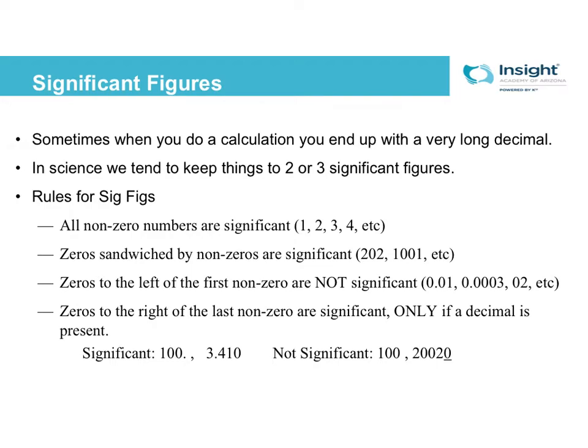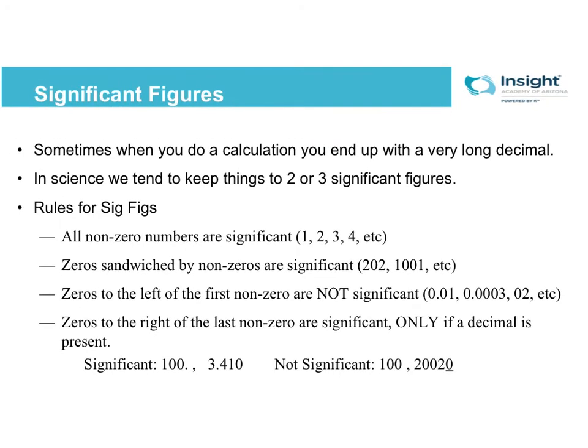So, rules for significant figures. The numbers that matter, that are going to tie into your precision in your calculations and your measurements, are any non-zero digit; if it's a non-zero digit, it's considered significant. Zeros that are sandwiched in between non-zeros are also significant, because those zeros are necessary to keep that number the same value. So 202 is not the same as 22. You need that zero to be able to tell it apart from 22.